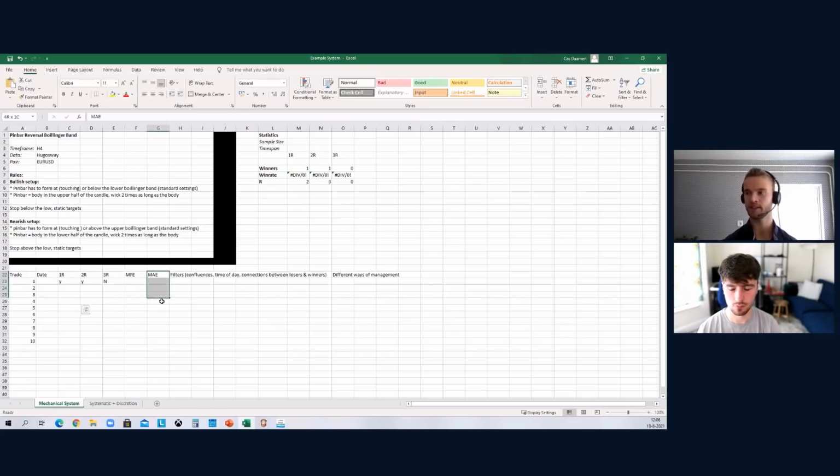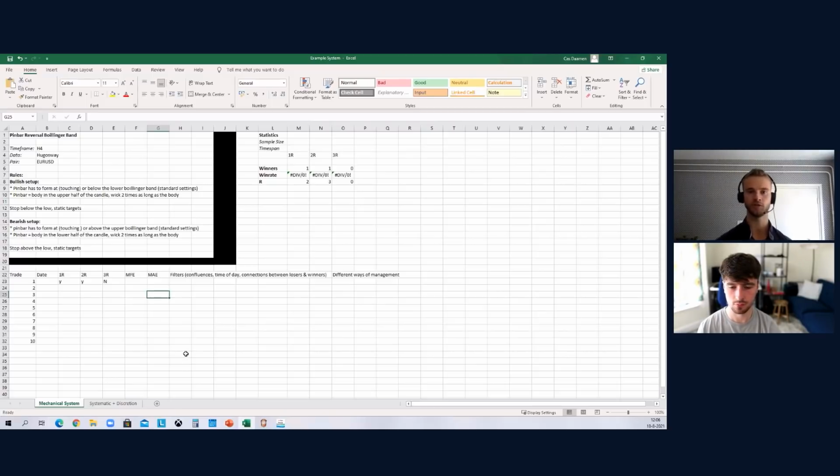Same with the MAE. It's the other way around. It measures how far price goes towards your stop loss before hitting your target. And that way you can see, let's say price always moves 50% against you. Then you can either enter later at a better price. Let's say price only moves 10% against you and then goes into profit. That way you can decrease your stop loss size, and that way you increase your risk reward. So these are two important things you can track.